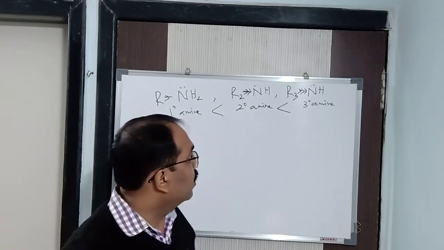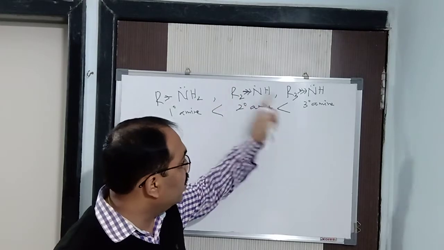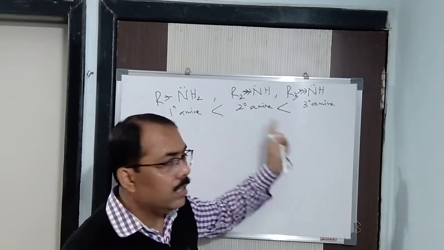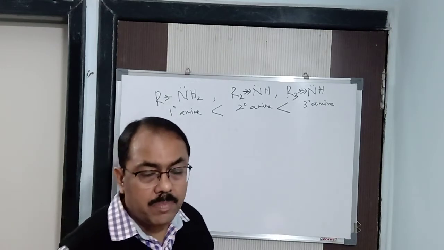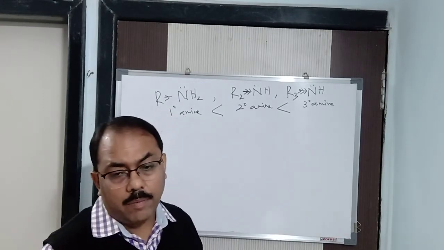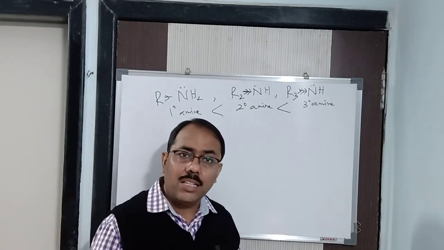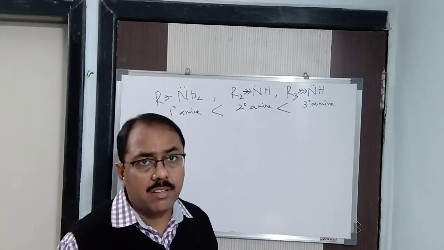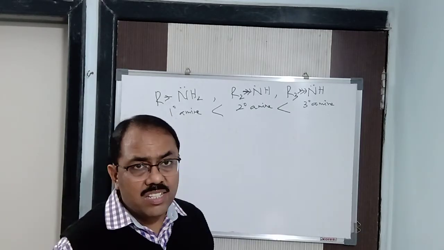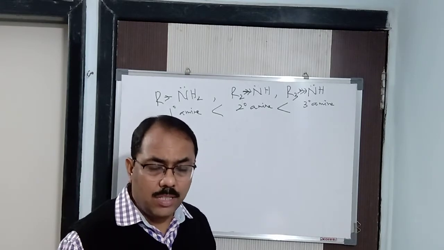Again I repeat, here if I consider only the plus I effect, then definitely it clearly shows 3 degree greater than 2 degree greater than 1 degree on basic character, not basicity, on the basic character, we can say that. Clear? But I can't consider only the plus I effect. I have to see the other effect also, the steric effect, the steric hindrance also. Because I have to see the product which will be formed, that will be stable or not. That also has to be seen.